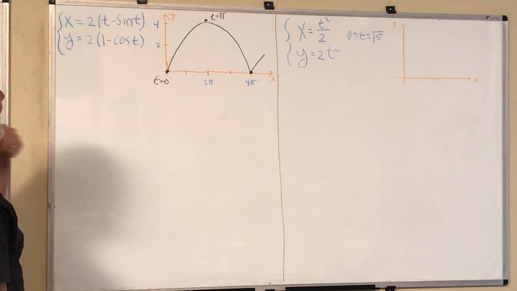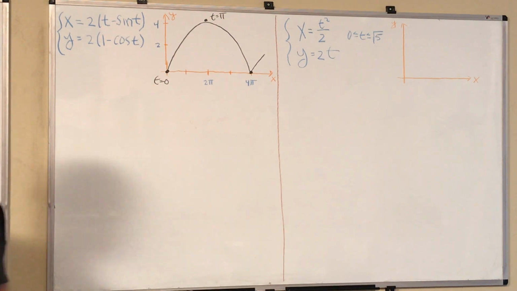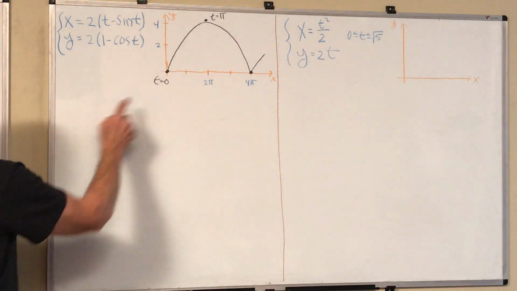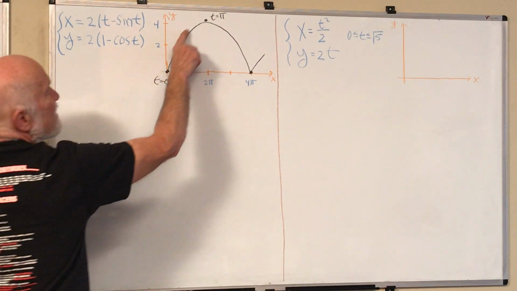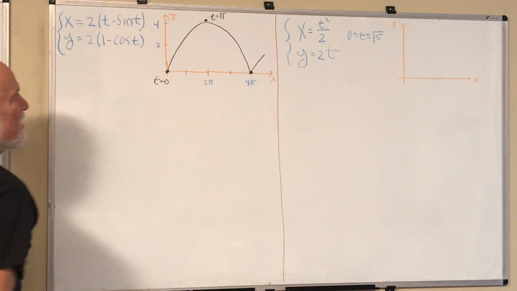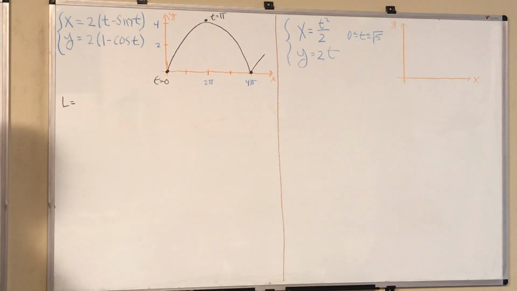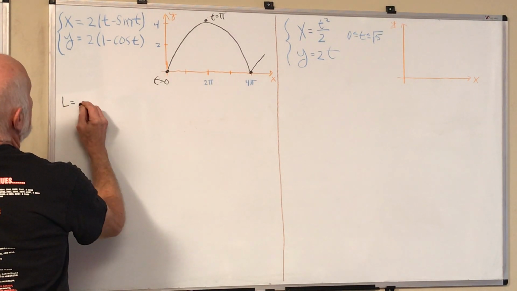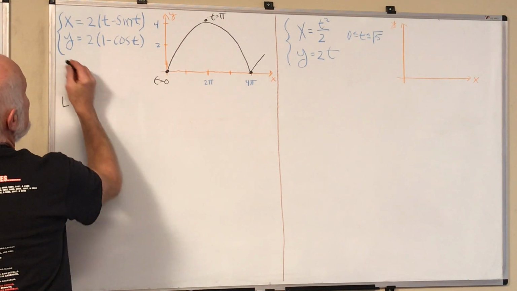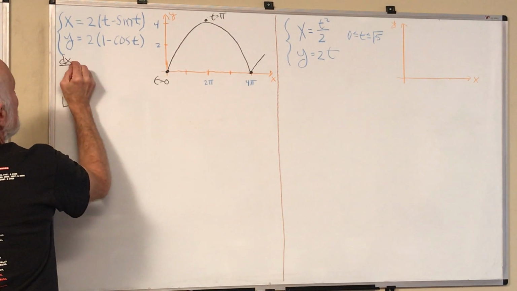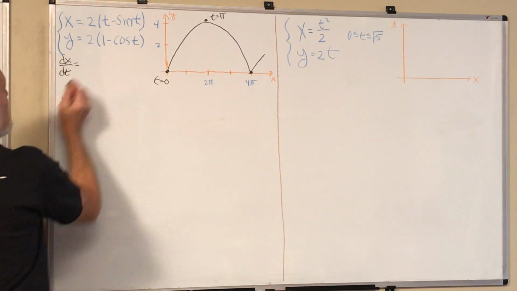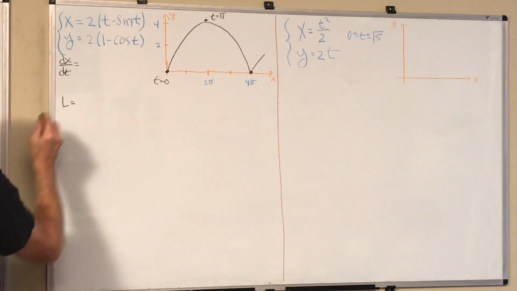Anyway, what would I want to do with that cycloid? One thing I might want to do is know what the length of it is. What is the distance from here to here? So again, we could do similarly to what we did over here. We could take dx dt and dy dt. That seems to always be a good thing to do.